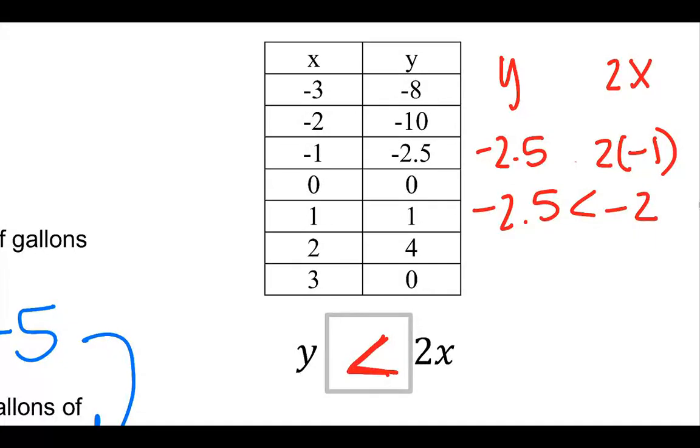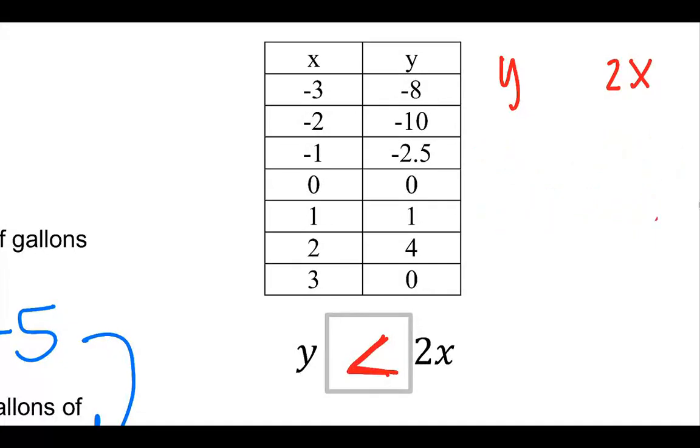This one I've got 0 and 2 times 0, 0 and 0. Well, these are equal to. So some of them are less than and some of them are equal to. So I do need to change this to a less than or equal to. So that's how you would do those.